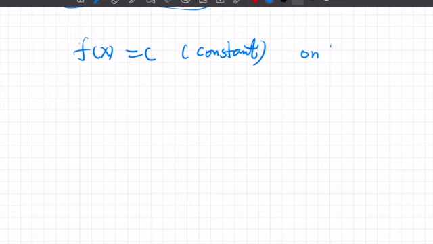One simple, probably trivial example is this. f of x is a constant c, defined on all real numbers, for example. So in this case, the global maximum value is c, and the global minimum value is c. It's greater than or equal to any other value, but this is neither a local minimum nor a local maximum.